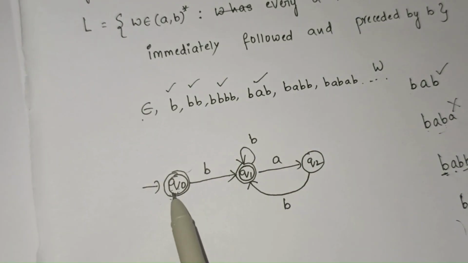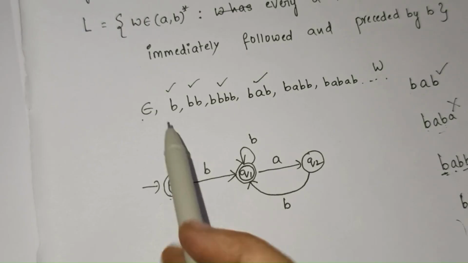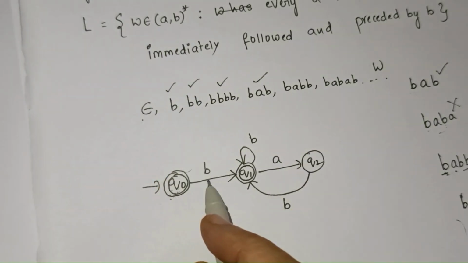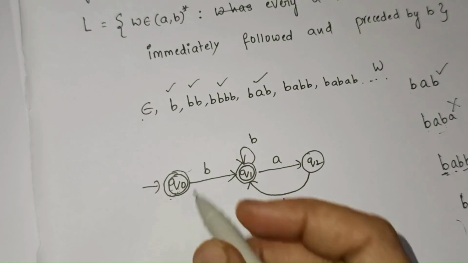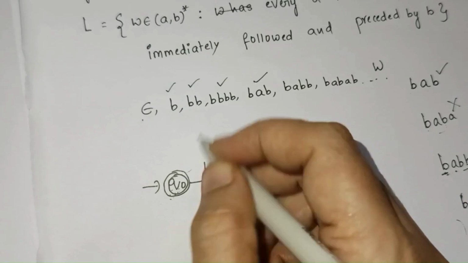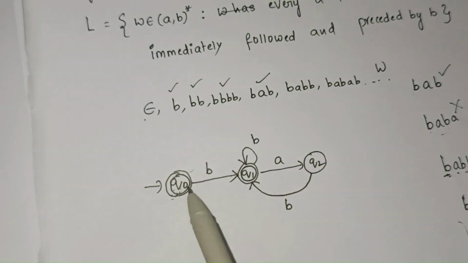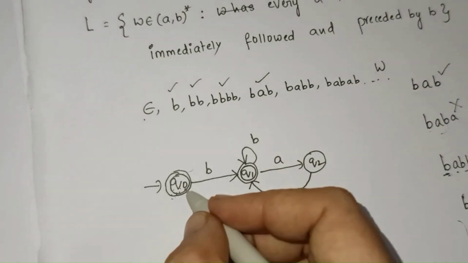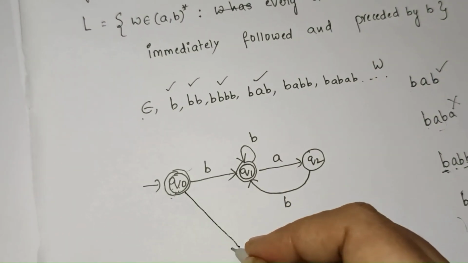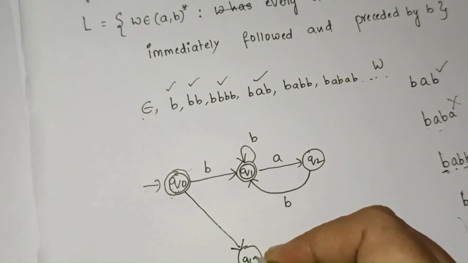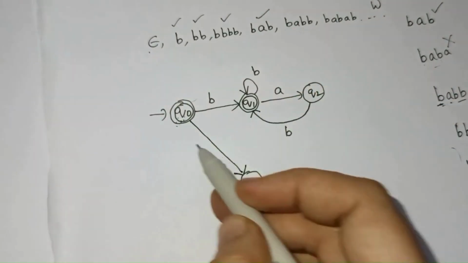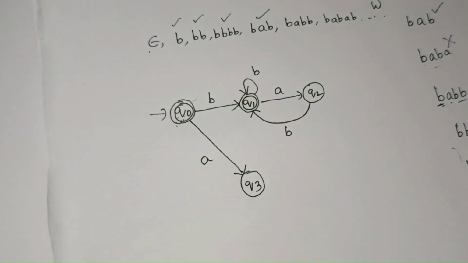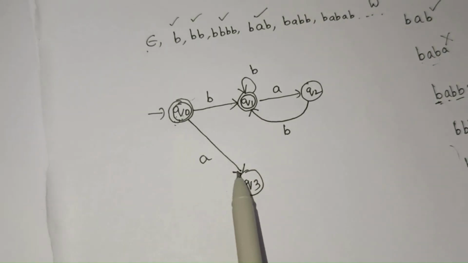Now check the states. Each should have transitions with both input symbols A and B. So Q0 has a transition with B, but with A it doesn't. If I put a self loop here, then A's followed by many A's will be accepted. So whenever I start with A, which is not ending up with B, take that to a dead state. Make this Q3. So with A, it is going to a dead state. Because the initial state will start with A, and if it starts with A, before A there should be B. That will not happen. So the starting state will go to the dead state.